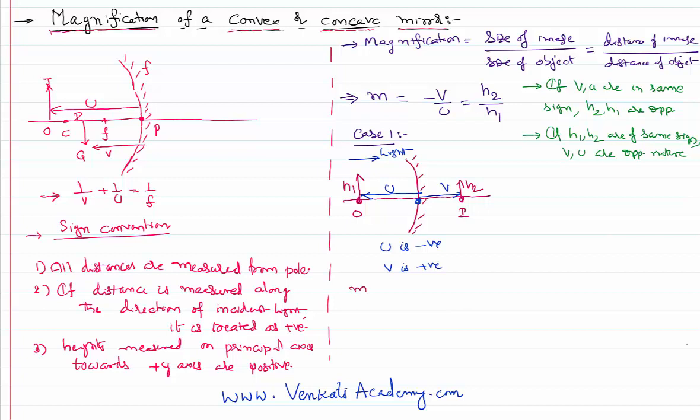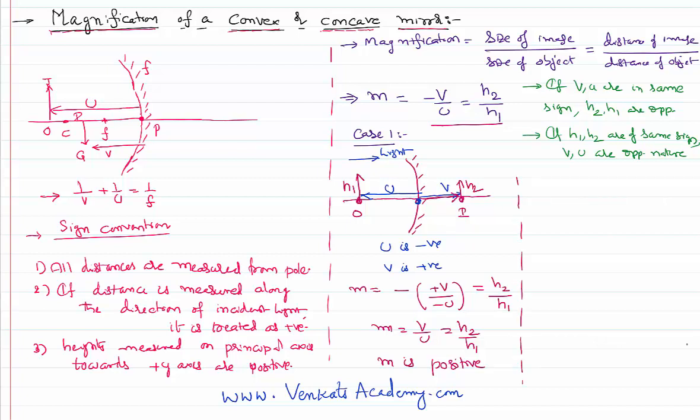So if I write the formula for magnification, minus, let's apply the sign convention for each of them. V is positive because it's in the direction of incident light. U is negative because it's against the direction of the incident light. Both h2 and h1 are along the positive y-axis, so both of them are treated as positive, right? So what's happening? Minus and minus cancel. Magnification is v by u, which is equal to h2 by h1, where magnification m is treated as positive.